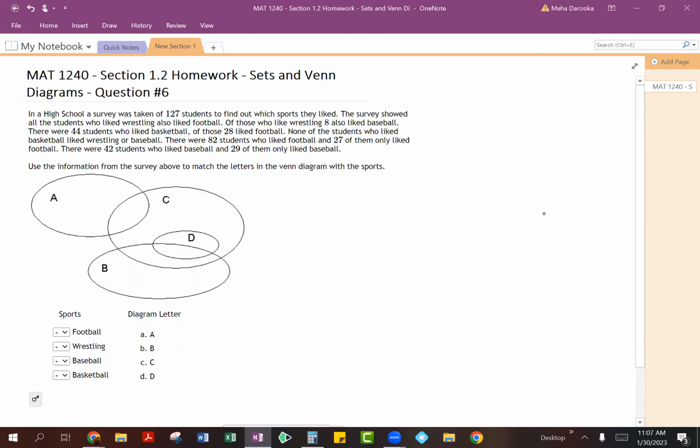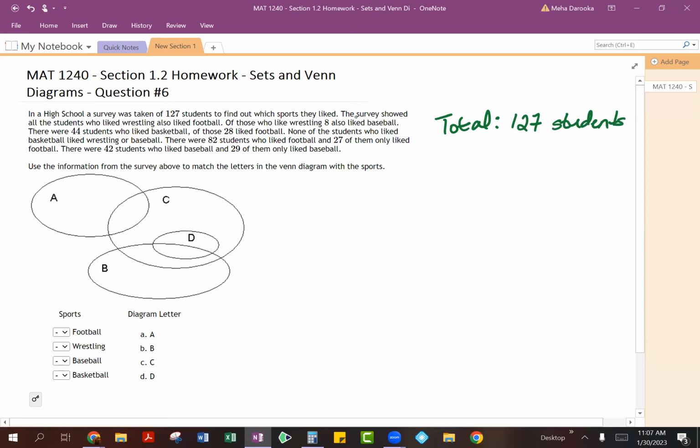So as you can see, they are telling us in a high school, a survey was taken of 127 students to find out which sports they liked. So as you can see, the total number of students that we're going to break down is going to be 127. So I'm just going to write this here just to keep a check.